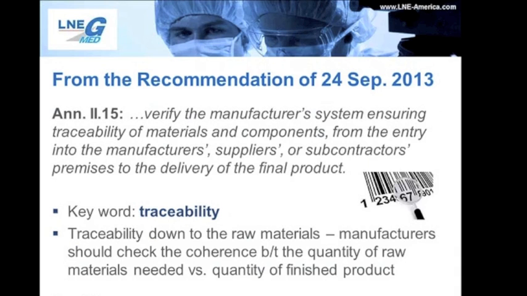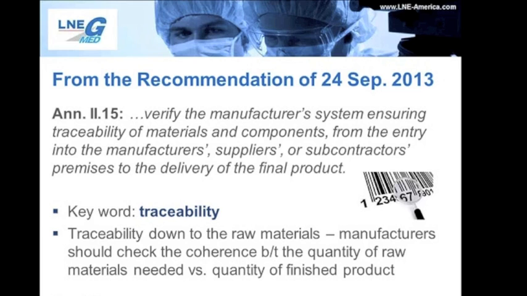Annex 2.15 states that notified bodies need to verify the manufacturer's system ensuring traceability of materials and components from the entry into the manufacturer's, suppliers', or subcontractor's premises to the delivery of the final product. The key word here is traceability. And by traceability, we mean traceability all the way down to the raw materials.